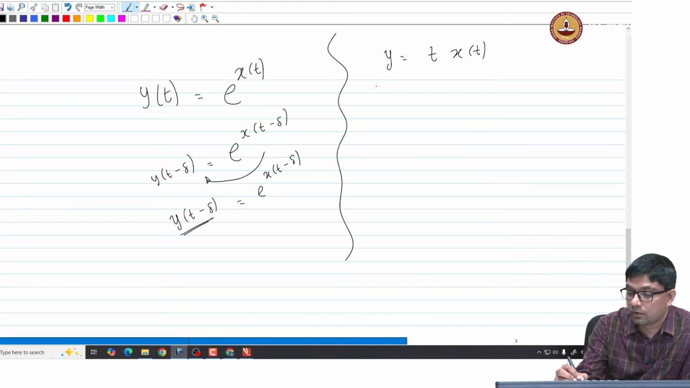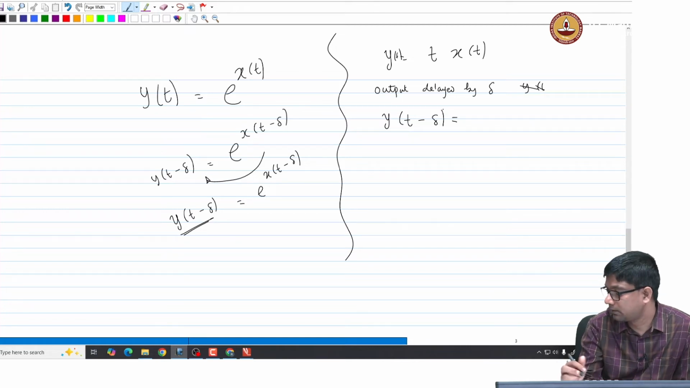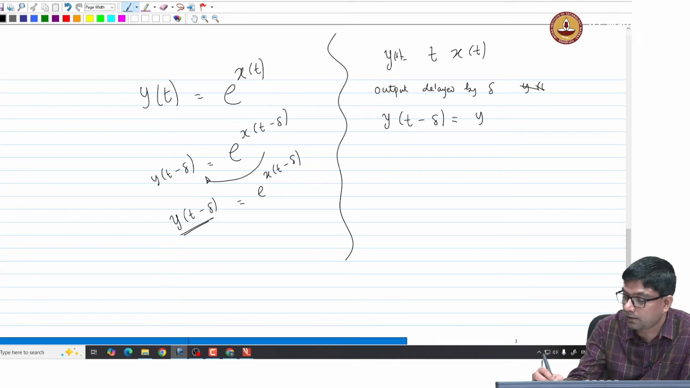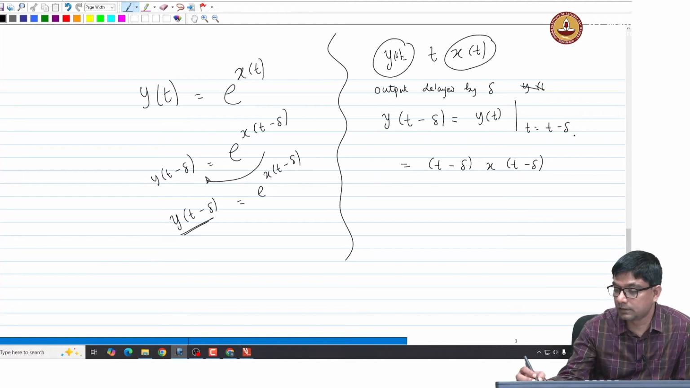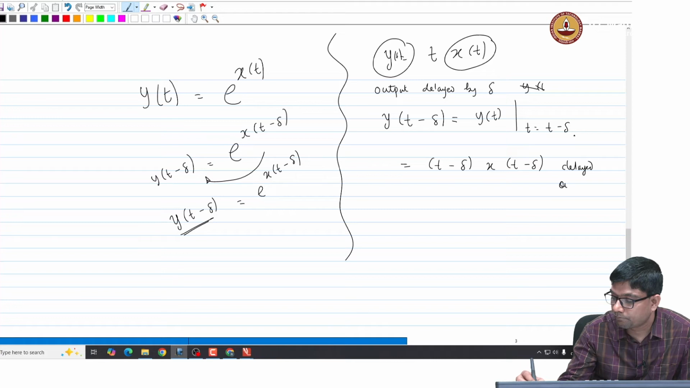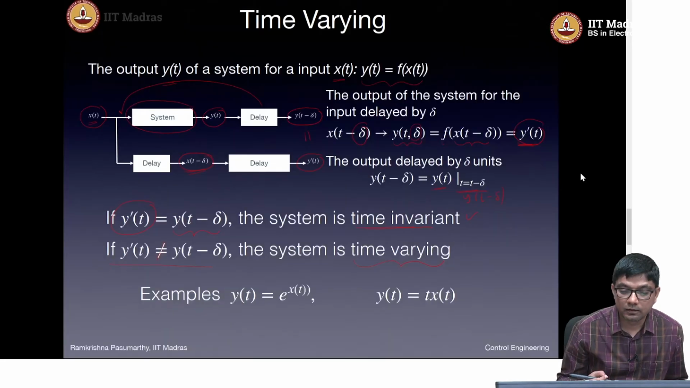Now take the output delayed by delta seconds. This is my output y of t. How do I write the delayed output y of t minus delta mathematically? It is y at t equal to t minus delta. Again, x is the input, y is the output. So y at t minus delta, by substituting t equal to t minus delta, will be t minus delta times x of t minus delta. This is the delayed output, or the signal that you will see in this picture over here.